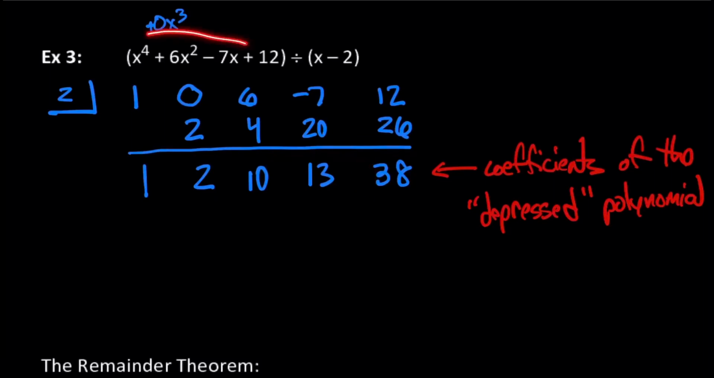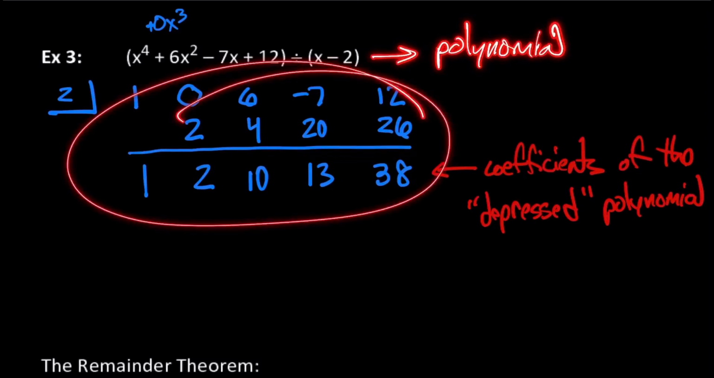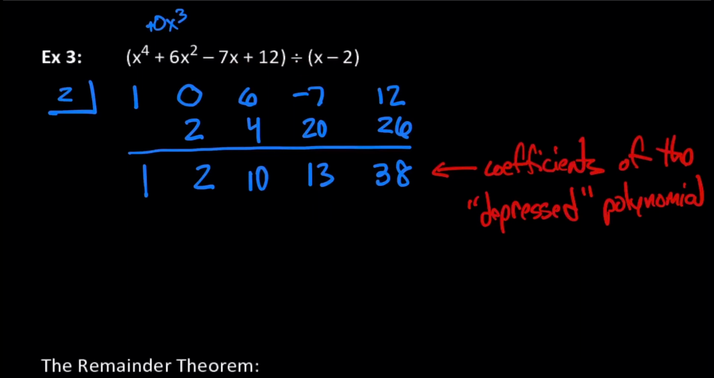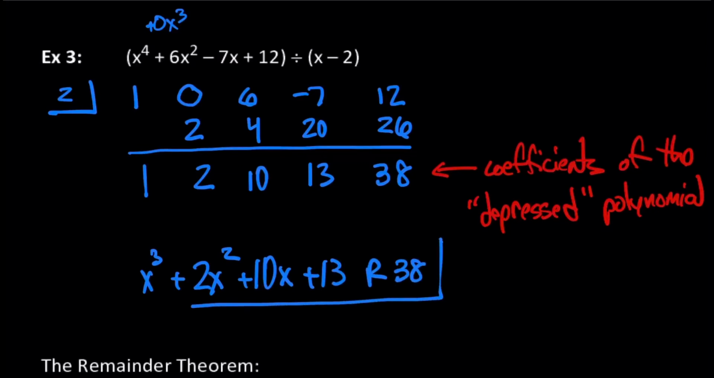Notice again, I'm taking a polynomial, dividing it by a polynomial. My answer is a polynomial. This is not your answer. This is the work that's going to get you your answer. So I would start with the 4th. I'm going to have a 1x cubed plus 2x squared plus 10x plus 13, and this is going to be a remainder of 38. So this is one way you can express your answer.